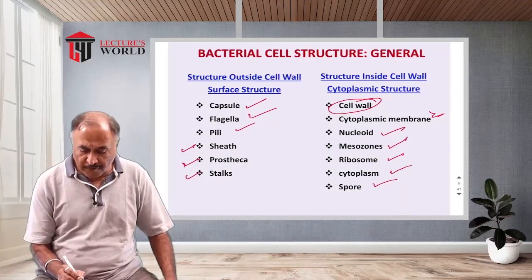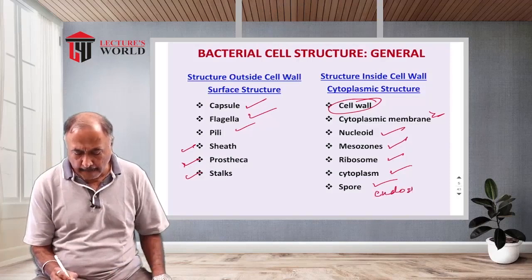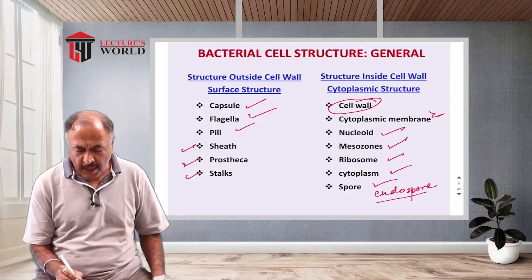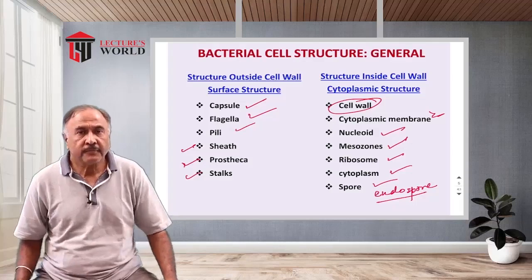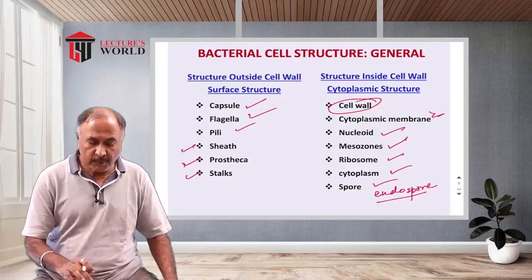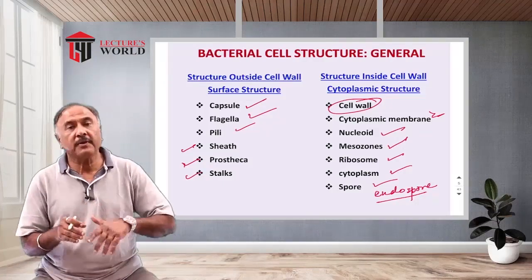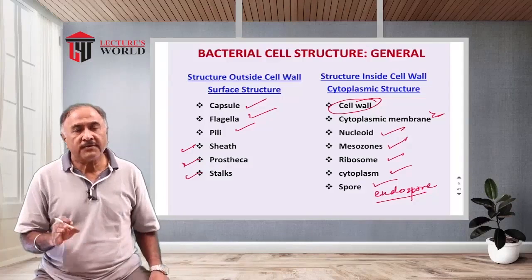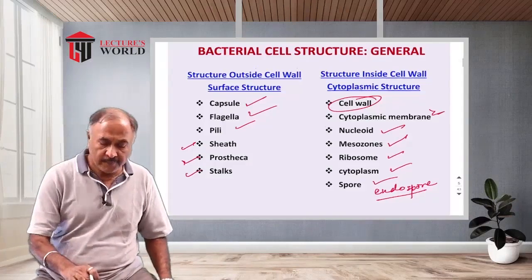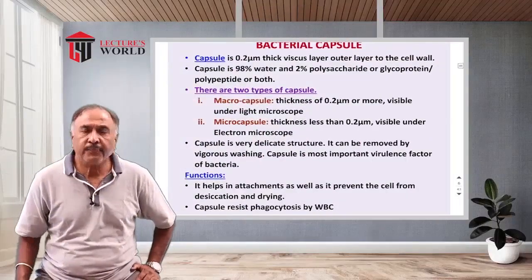These spores are often spoken of as endospores. Endo means inside. Since they are formed inside the cell, they are known as endospores. So now it must be clear which are the structures outside the cell wall and which are inside the cell. Now let us first of all discuss the capsule.